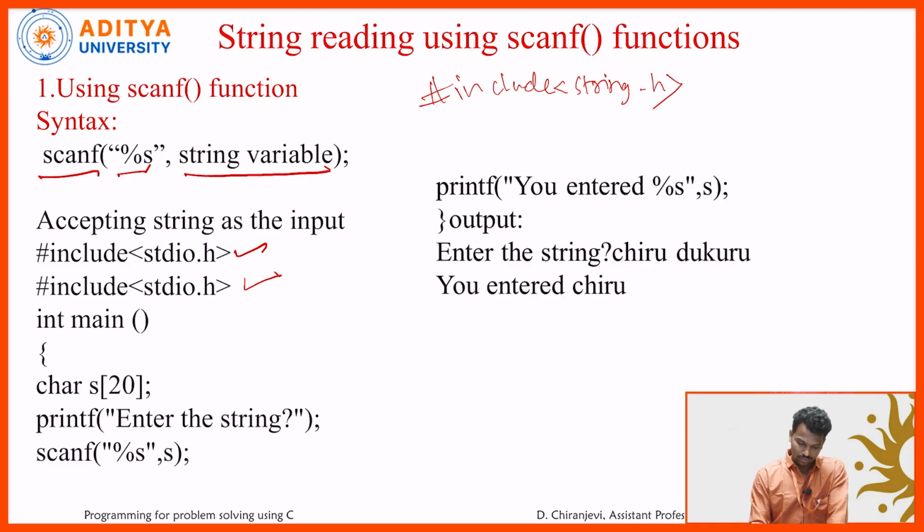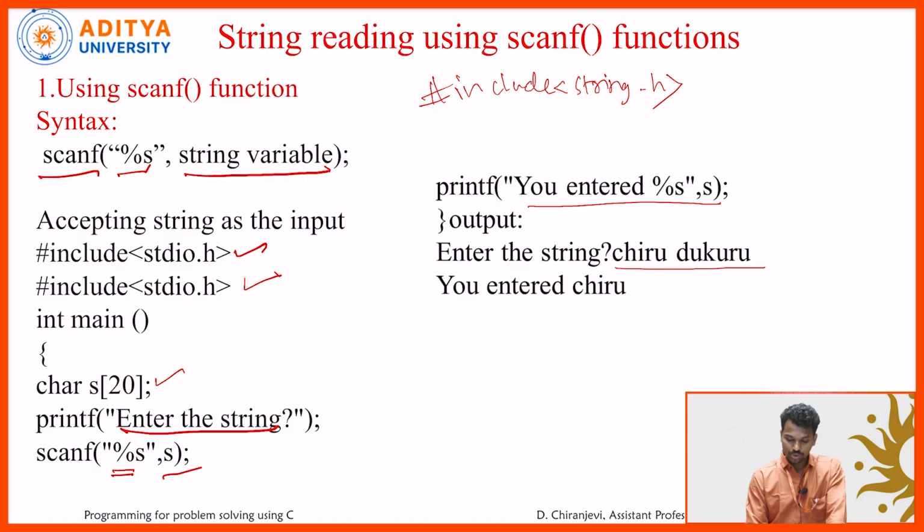Now in the main function, I declared a string of size 20. It means it will store 19 characters and then one null character. Now the program asks the user to enter the string. Whatever value the user gives will be stored through %s at the address of s. After that, the program displays the string by using printf. Now what is the value the user has given? That is Chiru Dukuru. Now if you see, the output is only Chiru.